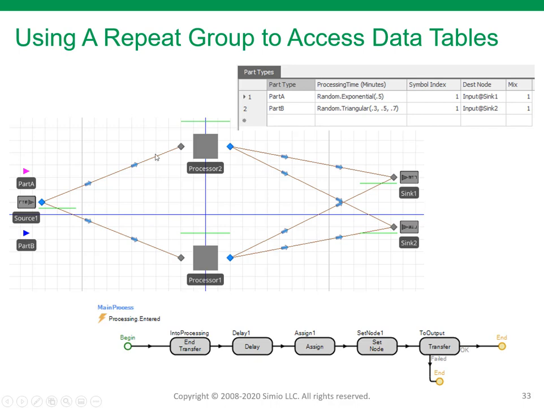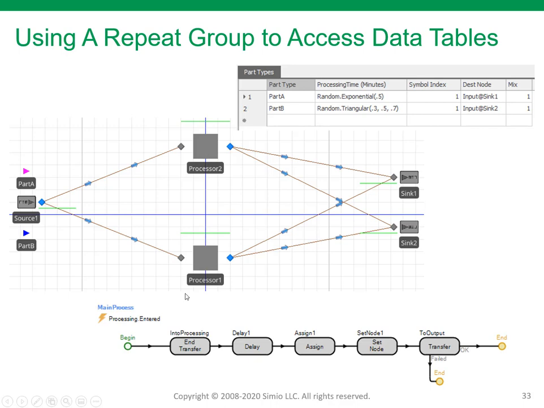And the idea here is that we want to be able to access the data table information inside the custom object. So I need to be able to access the processing time, I need to be able to access the symbol index so that I can change it after processing, and then I need to be able to access the destination node so that I can use a set node step and set the destination node for the entity after processing.